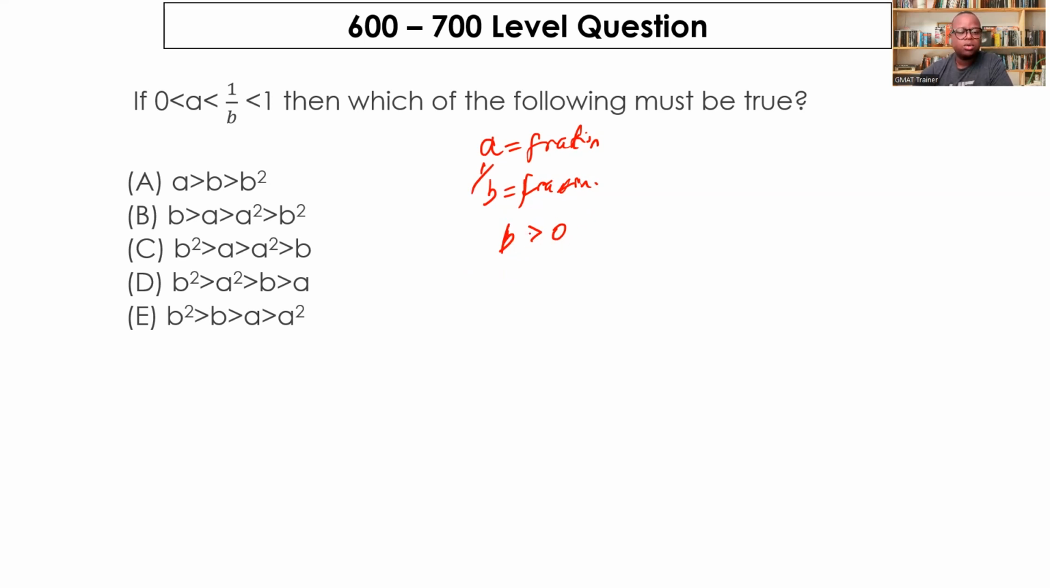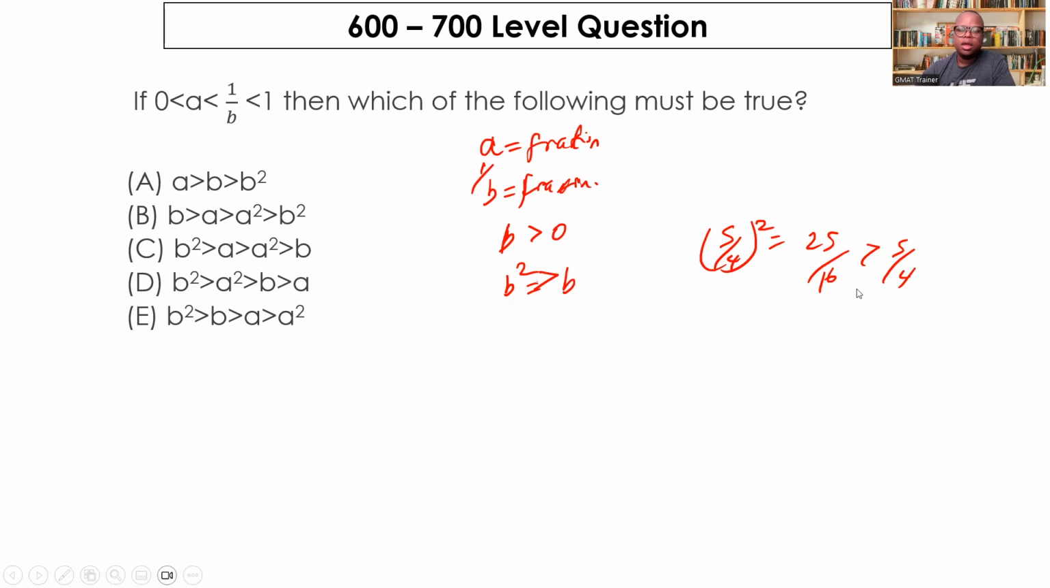So next is to find out how these relate. B squared will be greater than b, because for integers or any value greater than 1, if you square it, it's greater than the value itself. For instance, 5 over 4 squared is 25 over 16, which is bigger than what it was. This is greater than 5 over 4.